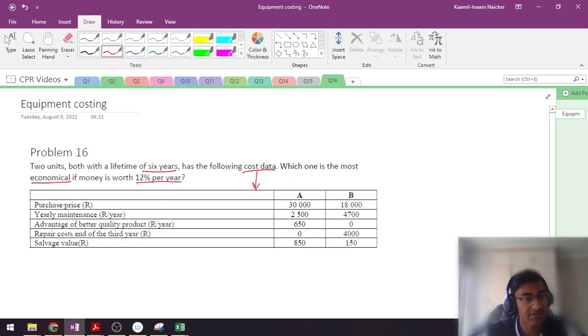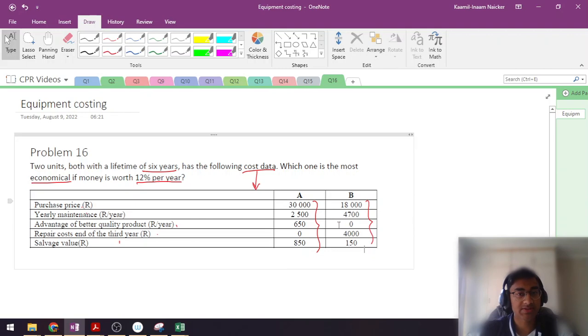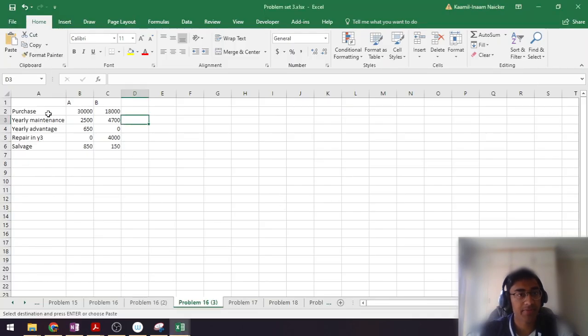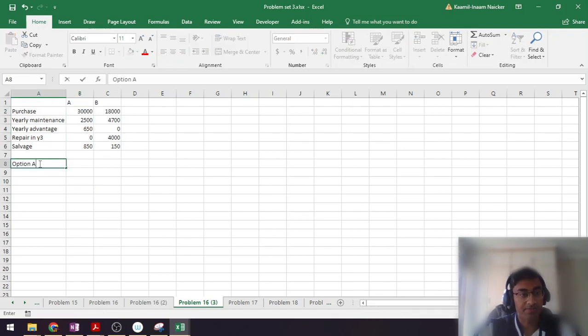So you can see you have this table to give you a purchase price, maintenance cost, advantage of having a better quality product, repair cost, and a salvage value. And then the numbers for each option are here. So what I'm going to do is go into Excel, and you can see that I have option A and option B in a table here, and I've got all the necessary values. So let's go ahead and evaluate option A.